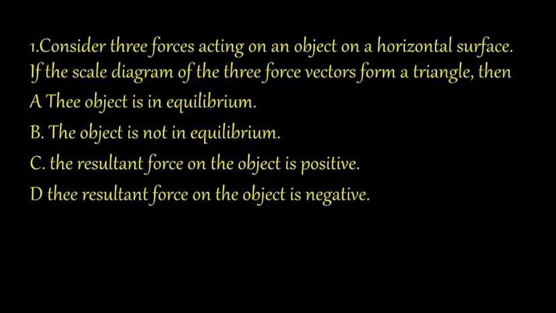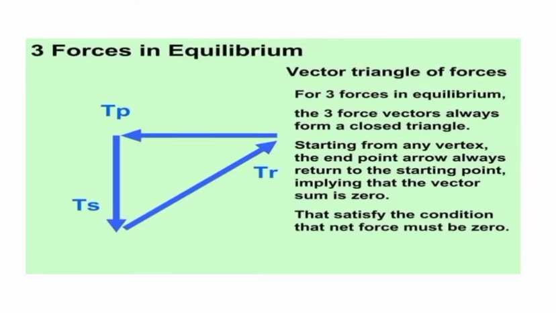Our answer is A. So the object is in equilibrium. How do we understand this? For three forces in equilibrium, the vector triangle is called the force triangle. For three forces in equilibrium, the three force vectors always form a closed triangle. So if they are arranged on the horizontal plane and form a closed triangle, the three forces are in equilibrium. So the answer is A.